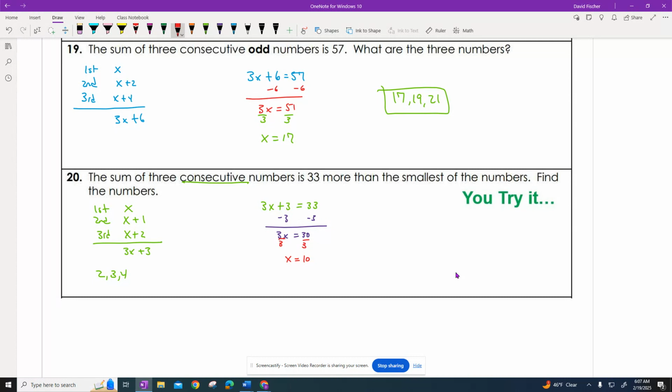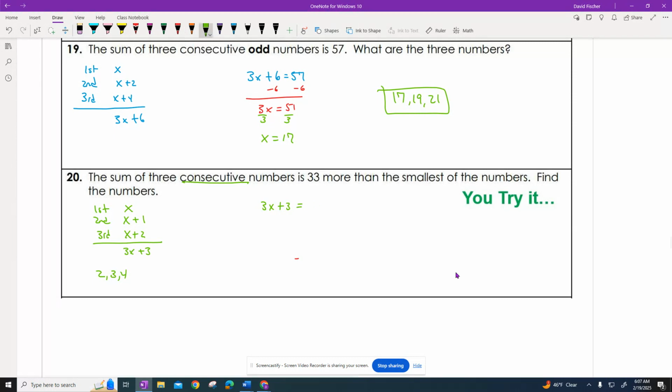Oh, I see. Wait, we got to be careful more here. We got some other issues over here. Sorry, my bad. I didn't read the whole problem here. I just read the first 3 consecutive numbers is 33 more than the smallest of the numbers. So 33 more than the smallest number here, so that's going to be over here. 33 more. So I got to do this here.